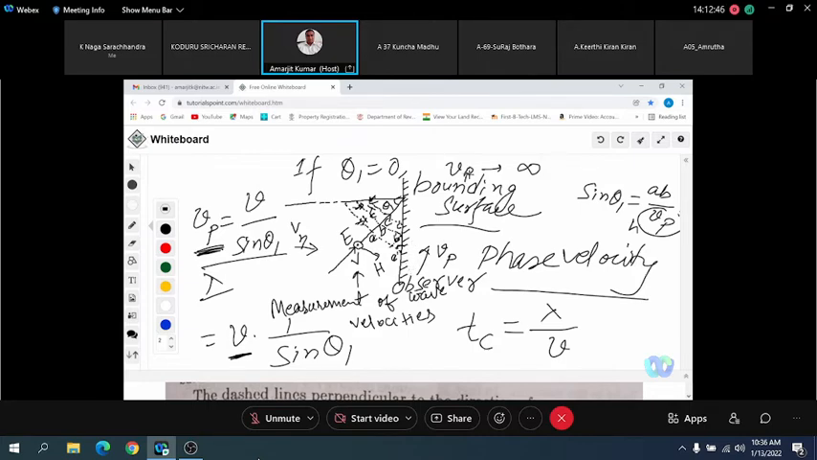But the problem is that velocity for any type of motion cannot be infinite. From physics, you know that velocity for any kind of motion cannot be greater than the velocity of light. Velocity of light is the limiting velocity for any kind of motion. So can you explain this dilemma? Why are we getting this type of result for phase velocity?